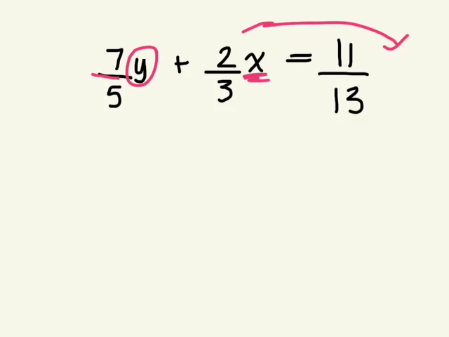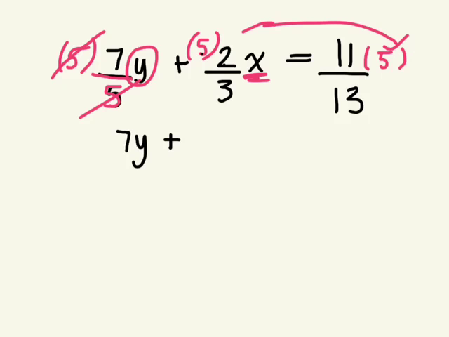So what's the opposite of divided by 5? Multiply by 5. All I'm trying to do right now is isolate y. So we're on the right process. Because I multiplied this by 5, I have to multiply everything by 5. So I'm left with 7y plus, what's 5 times 2? 10x over 3, right? Because this is times 5 over 1, times 5 over 1, equals 11 times 5?